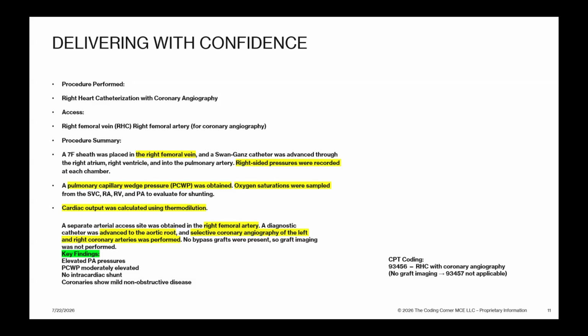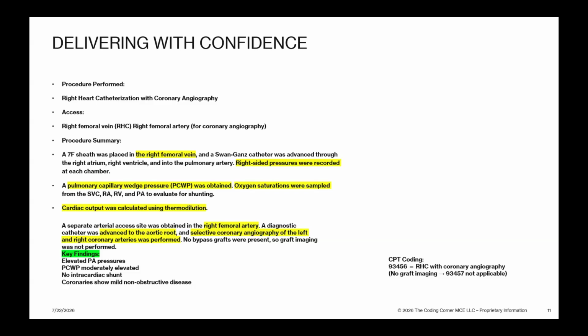A pulmonary capillary wedge pressure is obtained, which helps us to assess the left-sided filling pressures. We also collect oxygen saturation samples from the SVC, RA, RV, and PA. These saturation values help to identify any abnormal mixing of blood or potential shunting. Cardiac output is calculated using thermodilution, giving us a measure of how effectively the heart is pumping forward.